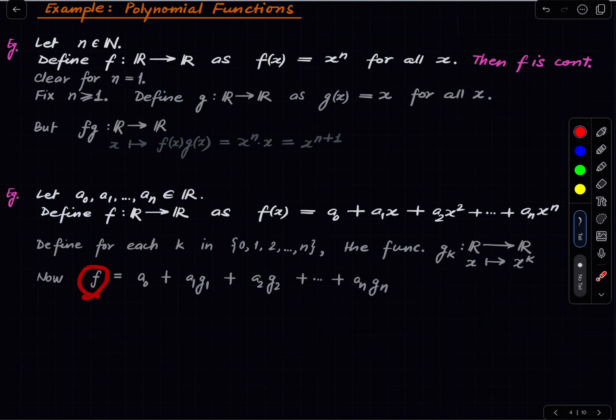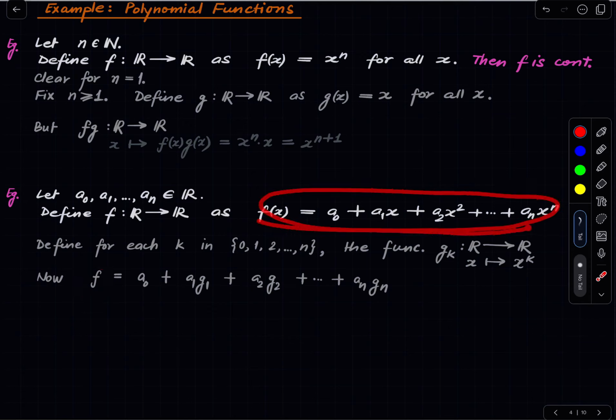Okay, so f is continuous, and again, if you try to prove this via the epsilon delta criterion, it will be quite a lot of headache. But with our little bit of machinery, this is so simple. So polynomial functions are continuous is our takeaway from this.